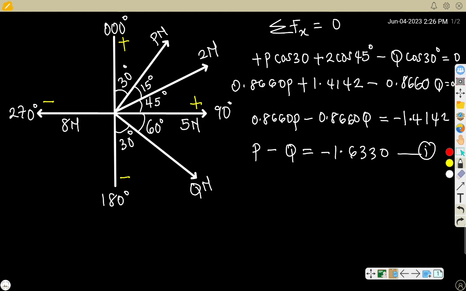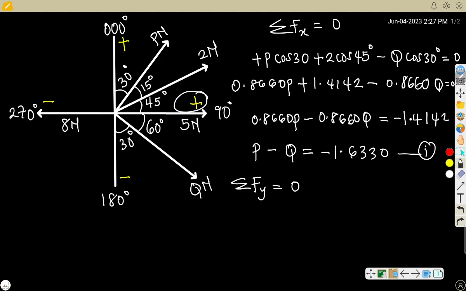So let's form equation 2. The sum of all the forces in the vertical direction must be 0. Our equation 1 is the sum of all the forces in the horizontal direction being 0. Now the sum of all the forces in the vertical direction is 0 also. So to do that, pick all the forces again to the vertical. Remember, your vertical is sine.